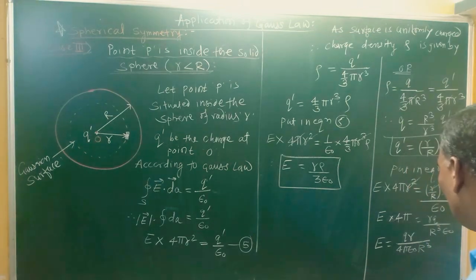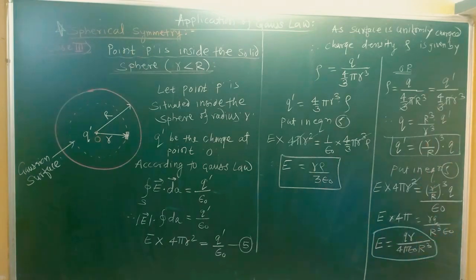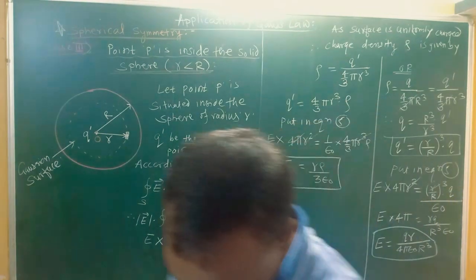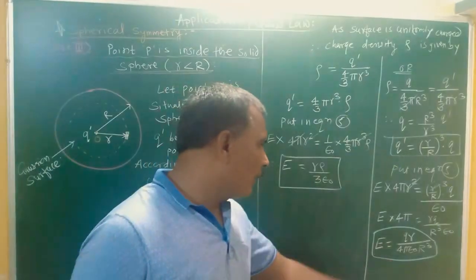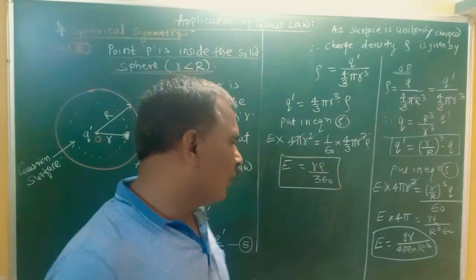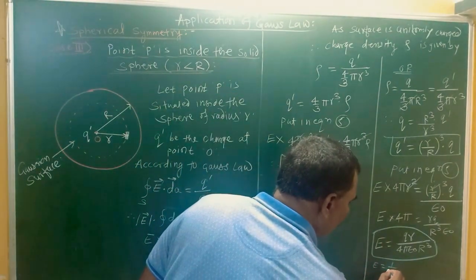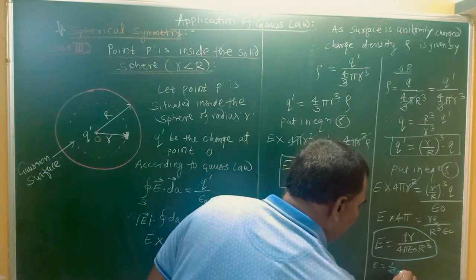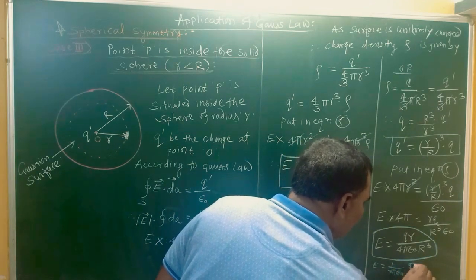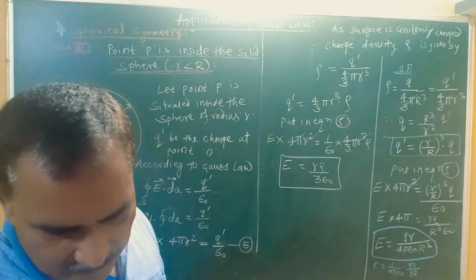This is one more formula. Sometimes a question may be asked of this type. E is equal to Q r divided by 4 pi epsilon 0 R cube. Or we can write it as E is equal to 1 upon 4 pi epsilon 0 into Q r divided by R cube. This is the electric field intensity we are asked in the exam.